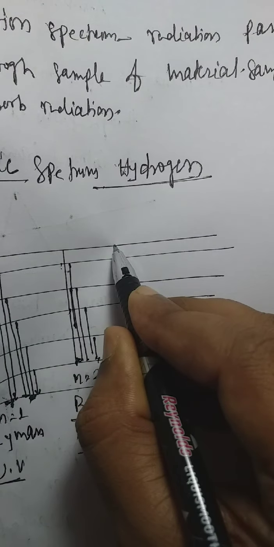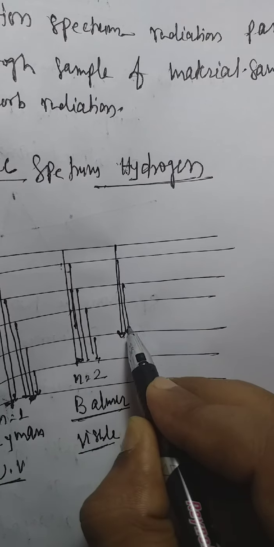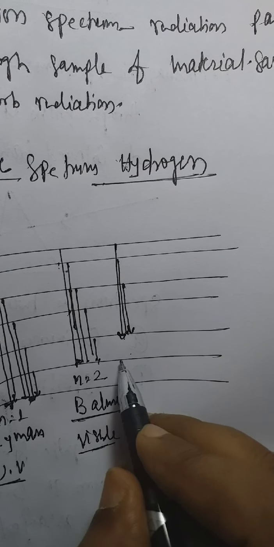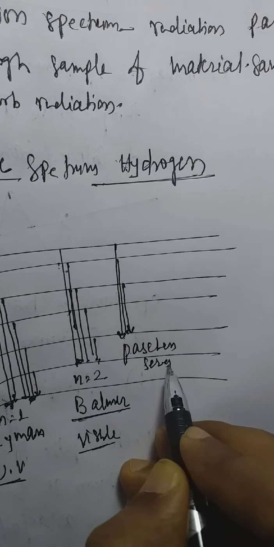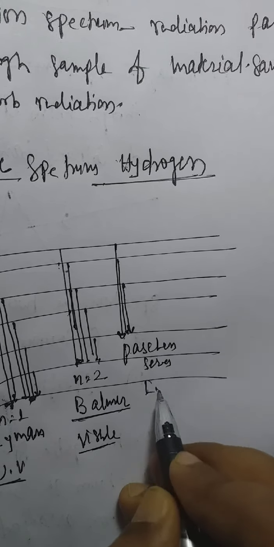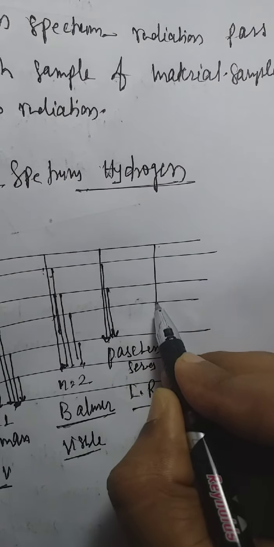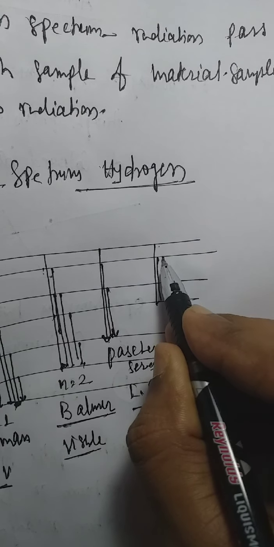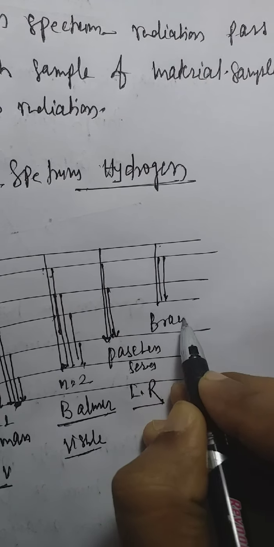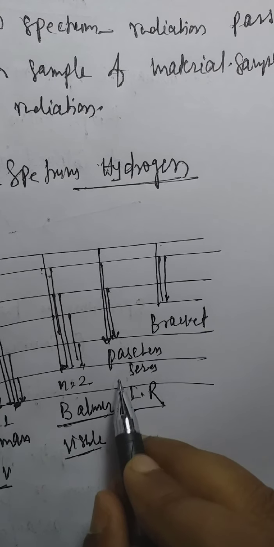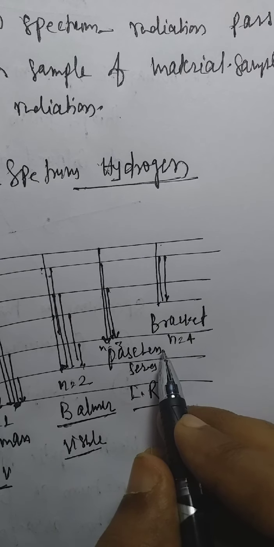Next, when spectral lines fall to the third shell, the series is called the Paschen series, and it falls in the infrared region. Next, again, we write this is called the Brackett series. We have to use the n value: n value is 3, n value is 4. This is called the Brackett series.